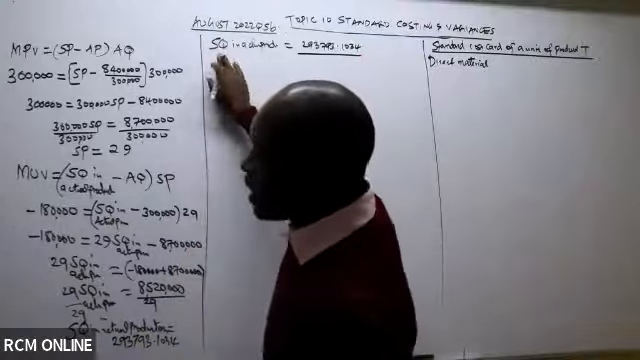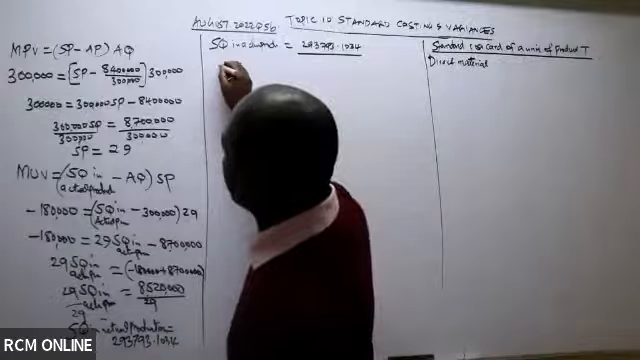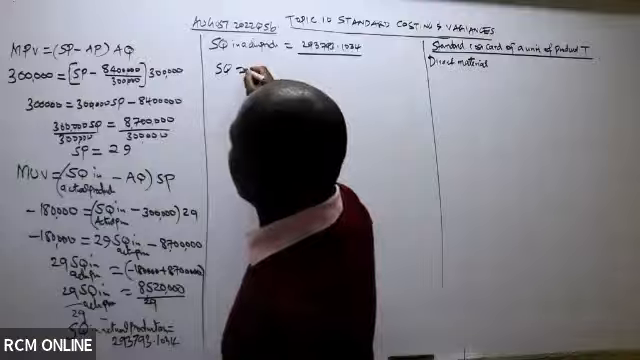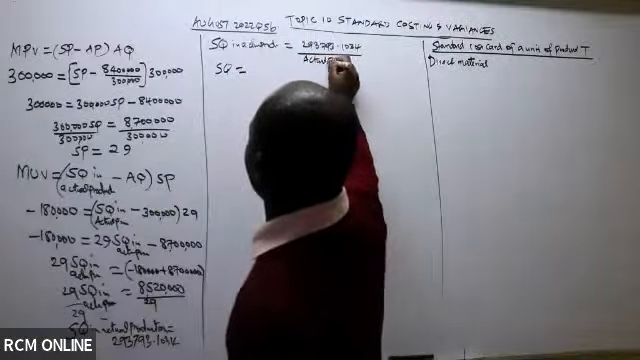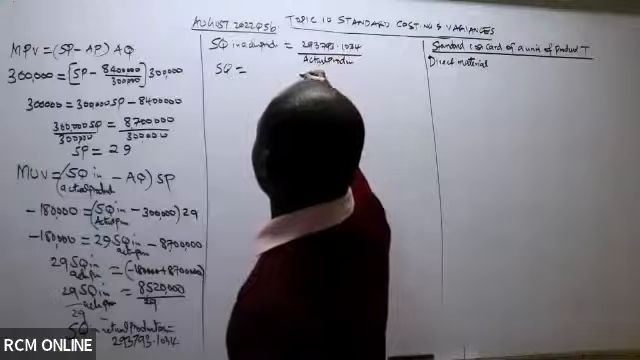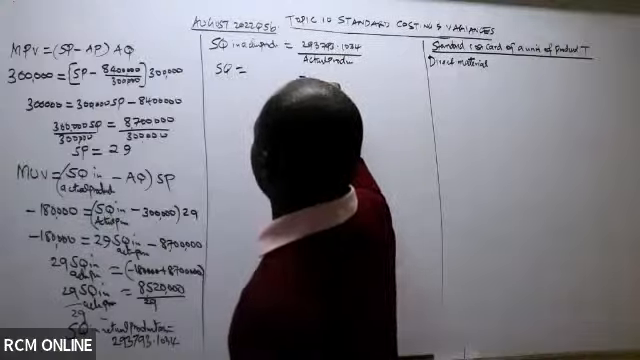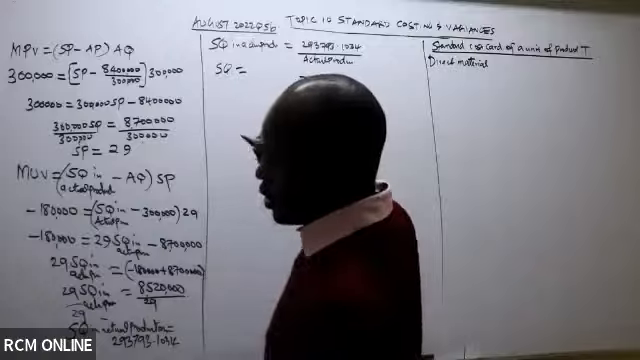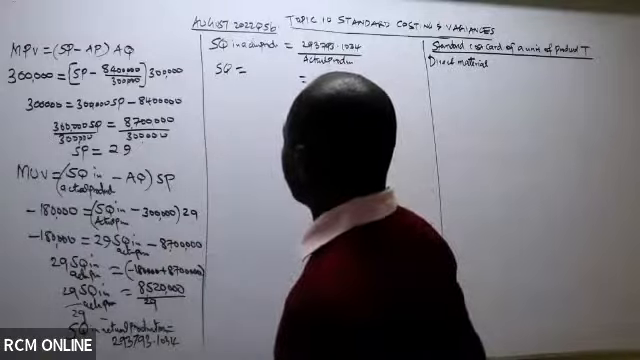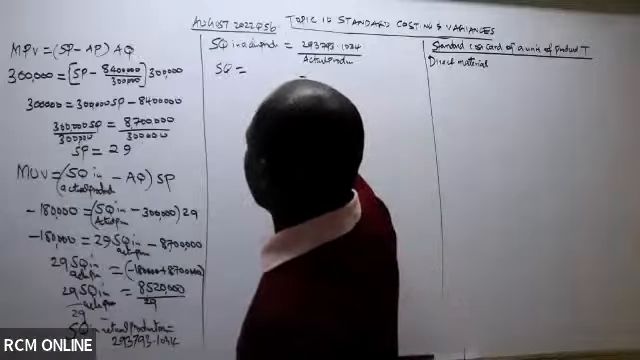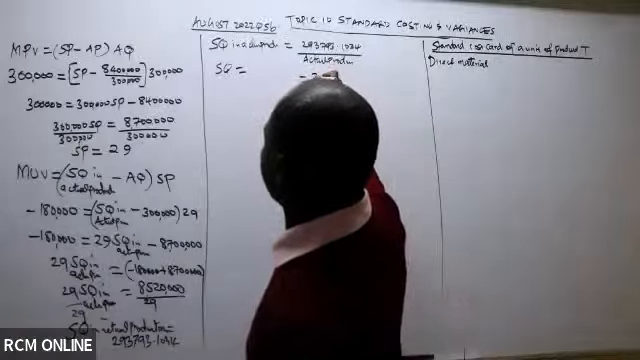Because what we need is standard quantity. So can we get standard quantity? Standard quantity is equal to this divided by actual production. So what do we have? Actual production. We are producing finished product, not raw material. So what is our actual production?